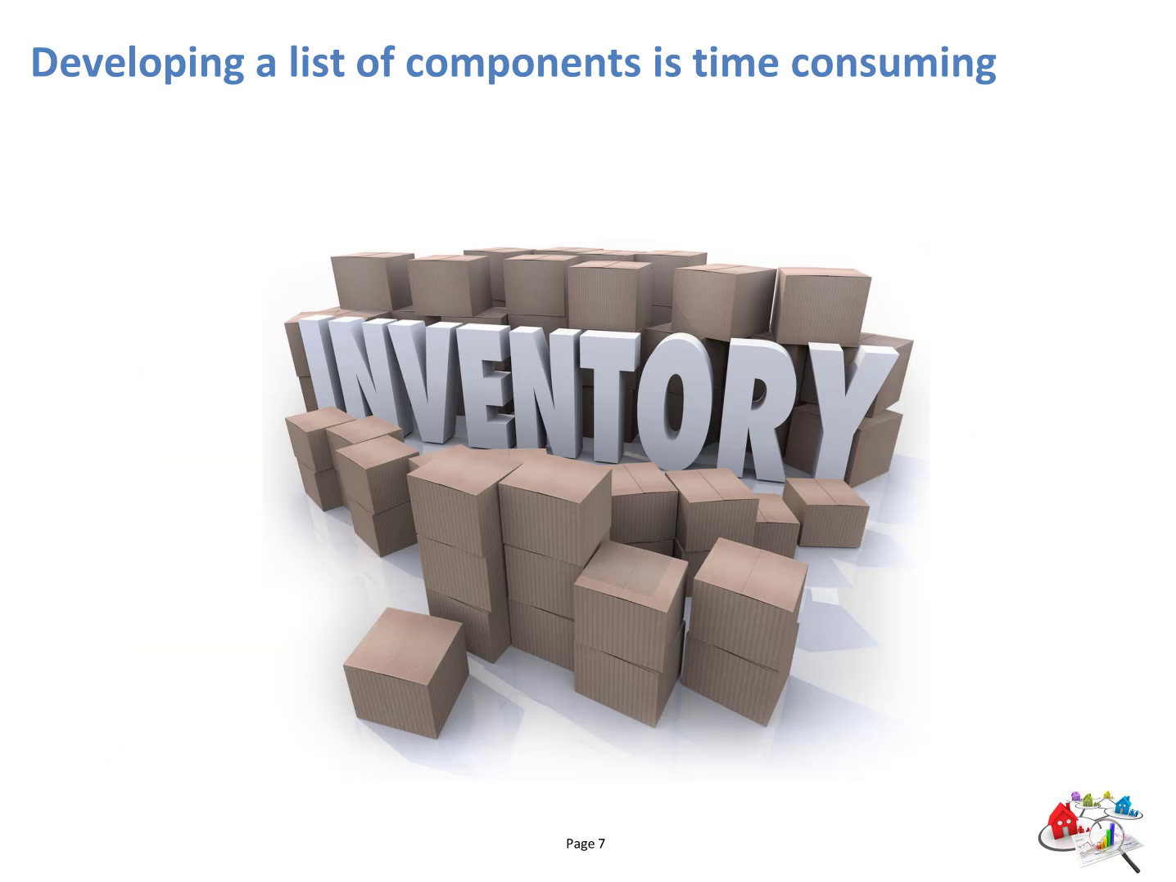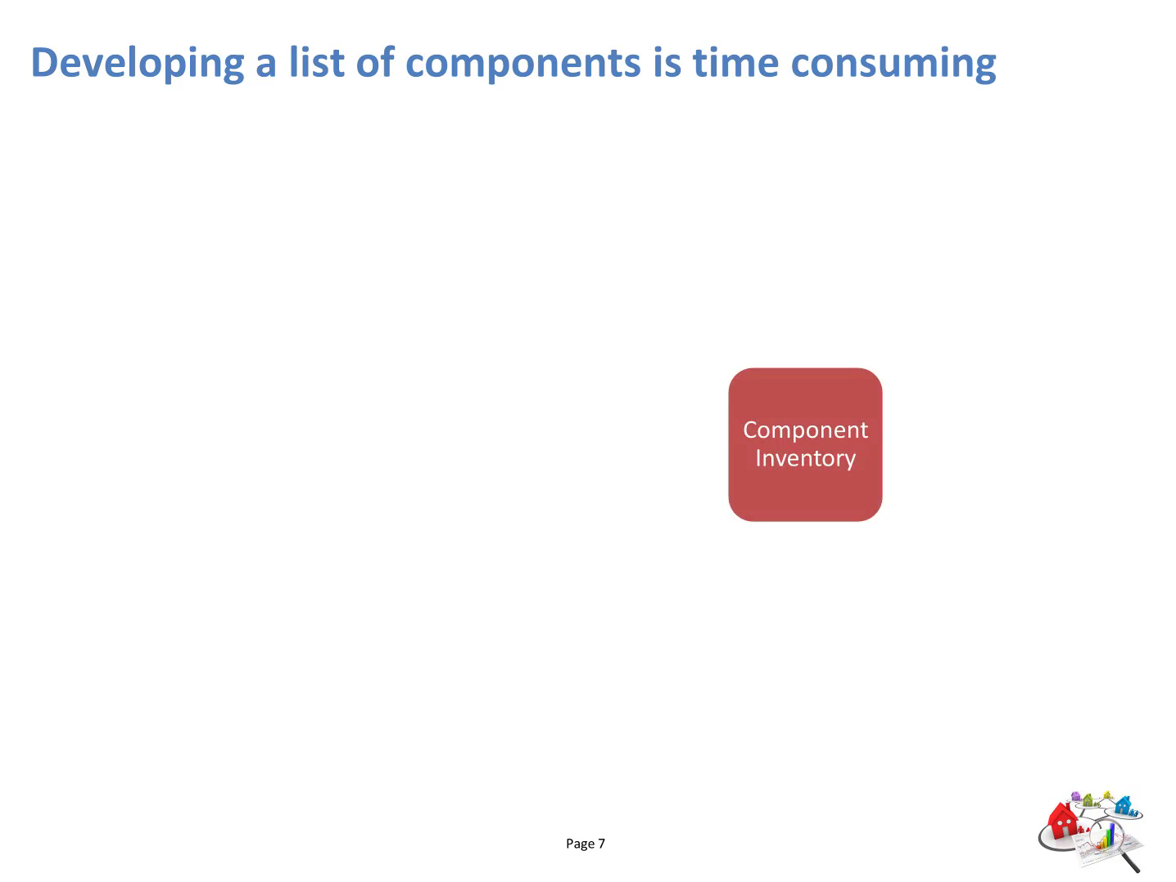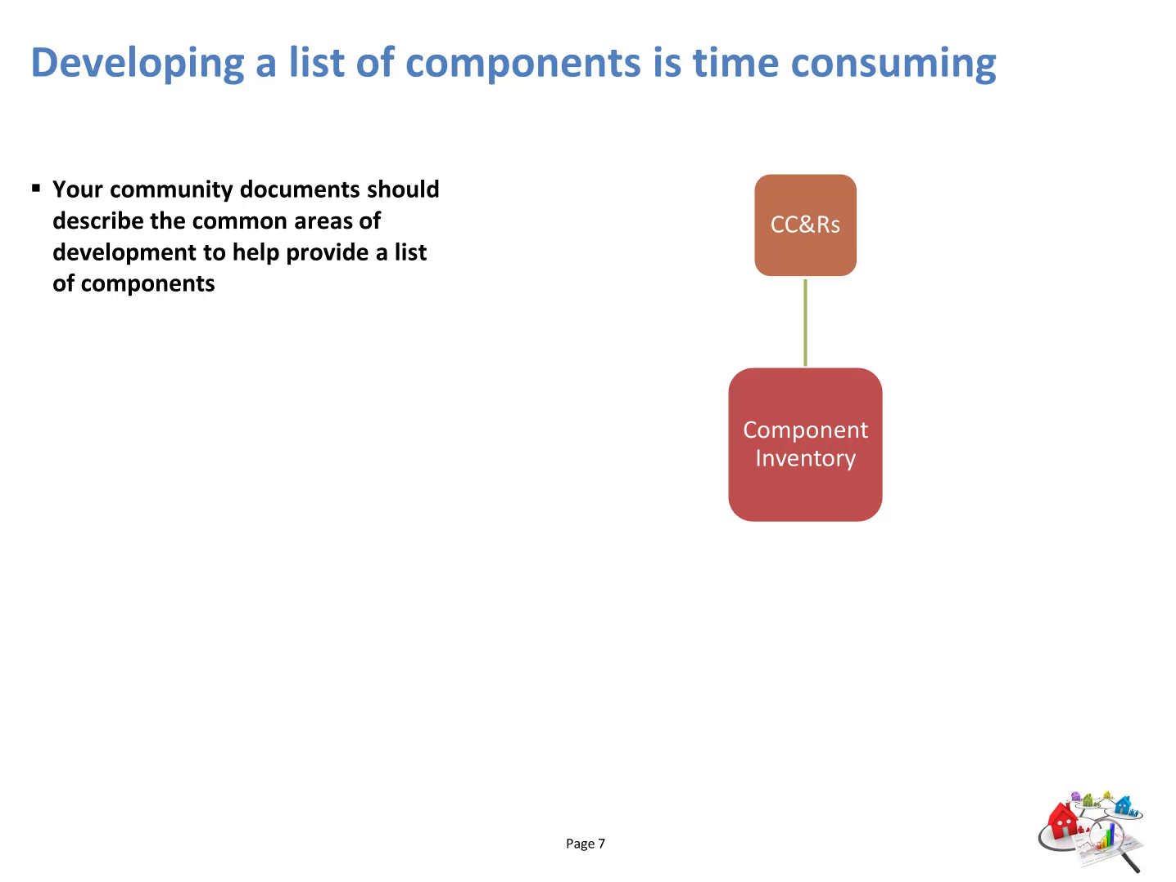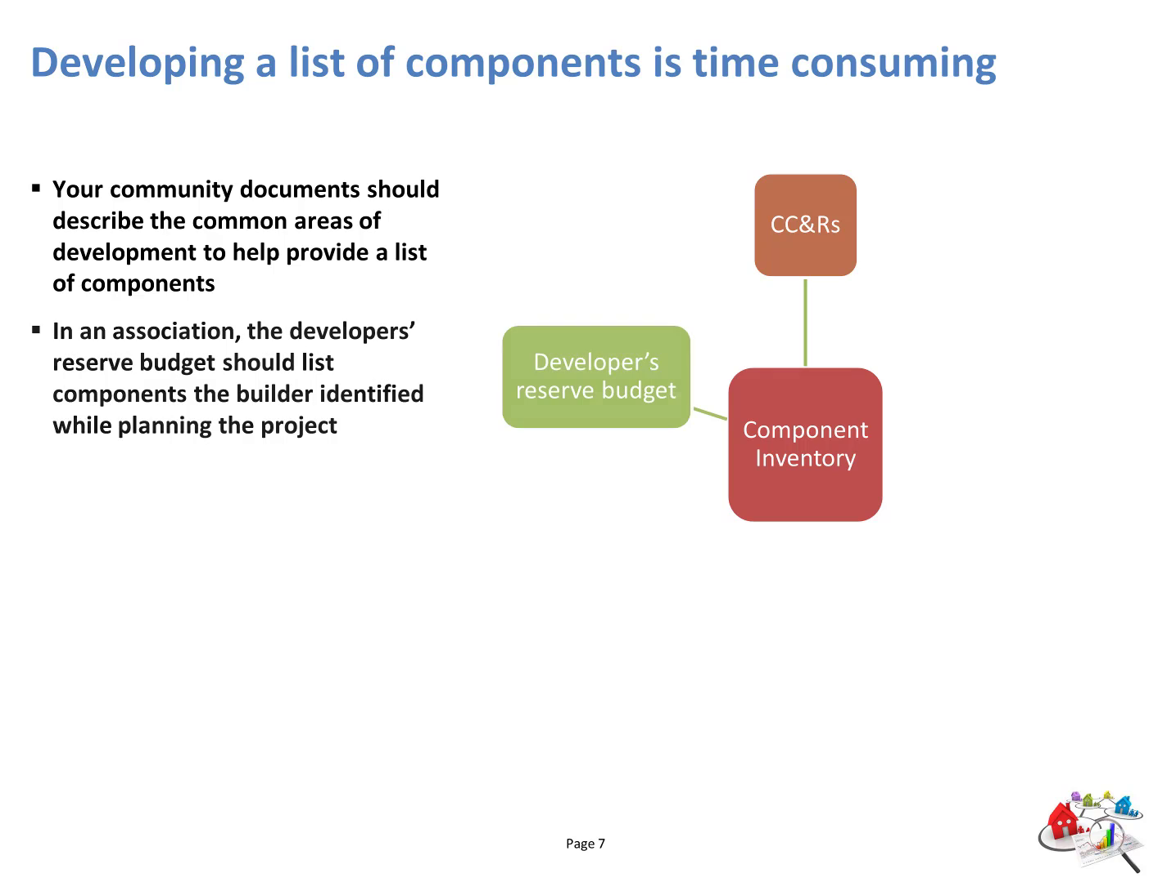So developing a list of components is time-consuming, and it really is nothing more than an inventory. Now, that inventory, we call it the component inventory. Your community documents should describe the common areas, and this will help you develop a list of all of the components. And your developer, if you are a new development, should have a reserve budget, and it should list the components that the builder identified while planning the project.